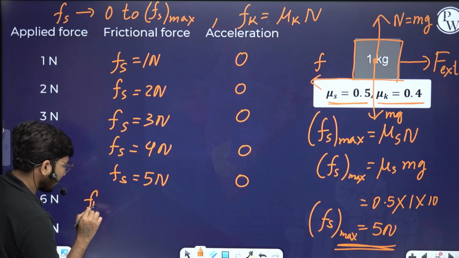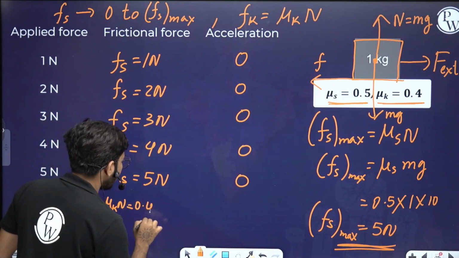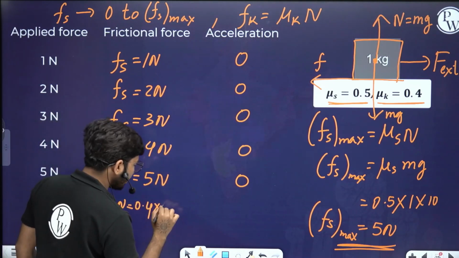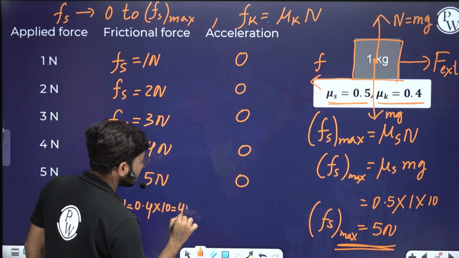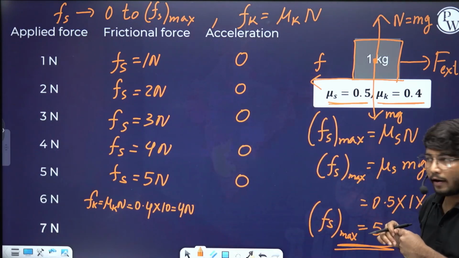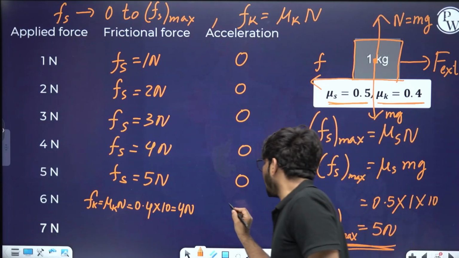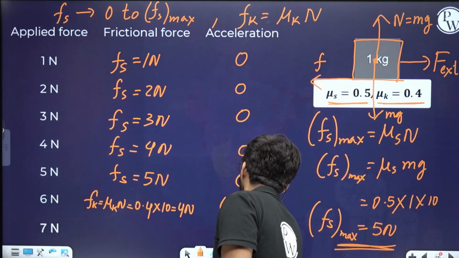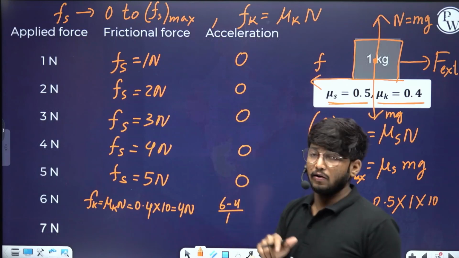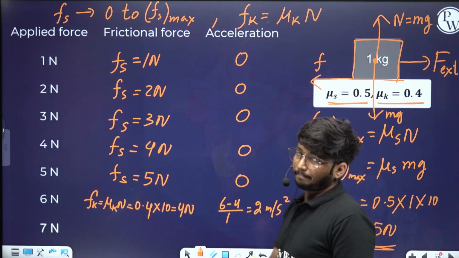So in this case, Fk is mu k into n. Mu k is 0.4, n is 1 into 10, which is 10. So Fk is 4 Newton. Applied force is 6 Newton, opposing force is 4 Newton. Acceleration is going to be 6 minus 4 divided by mass 1. So acceleration is going to be 2 meter per second square.